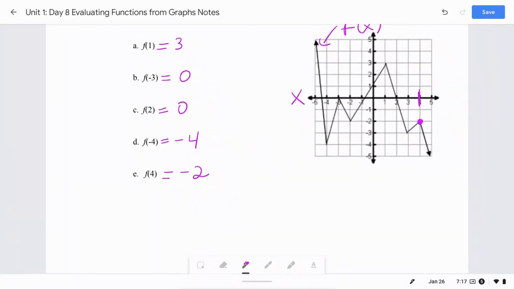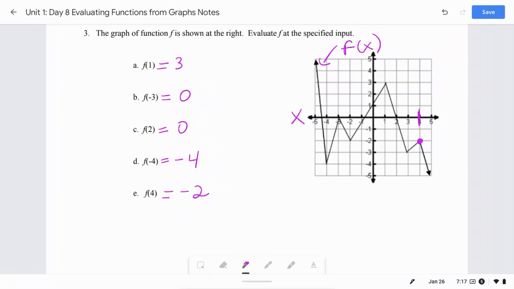All right, so hopefully you have the hang of evaluating functions from graphs. Just think of them as ordered pairs on the graph, and you're always given the x-coordinate, trying to find the y-coordinate. If you have any additional questions, just reach out to your teacher.